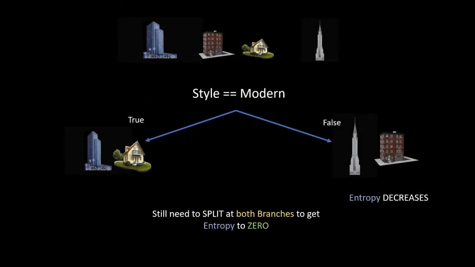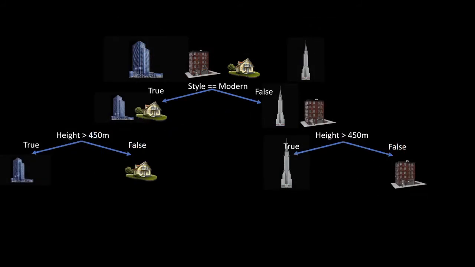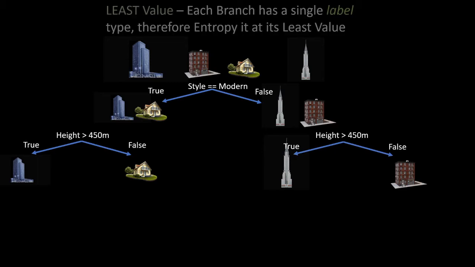Now, in my case, I've chosen style equals modern. Okay, but what you can see here is that my entropy is decreasing, but we still need to split at both branches to get entropy to 0. So I've got to still split this again with another condition. And in this case, my condition is based on the height.